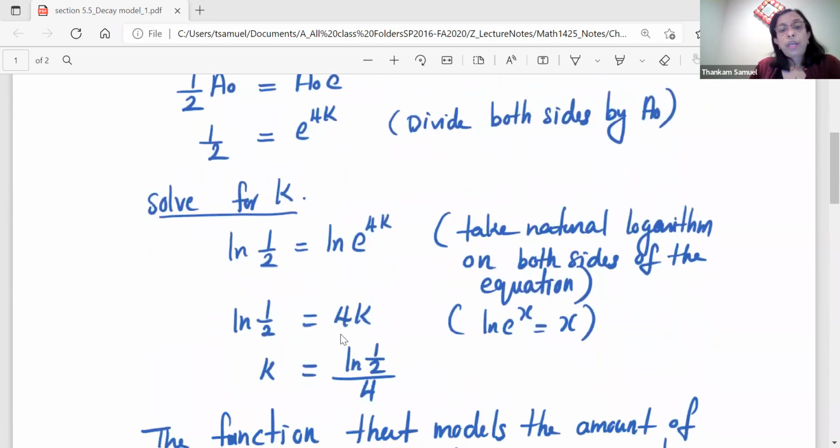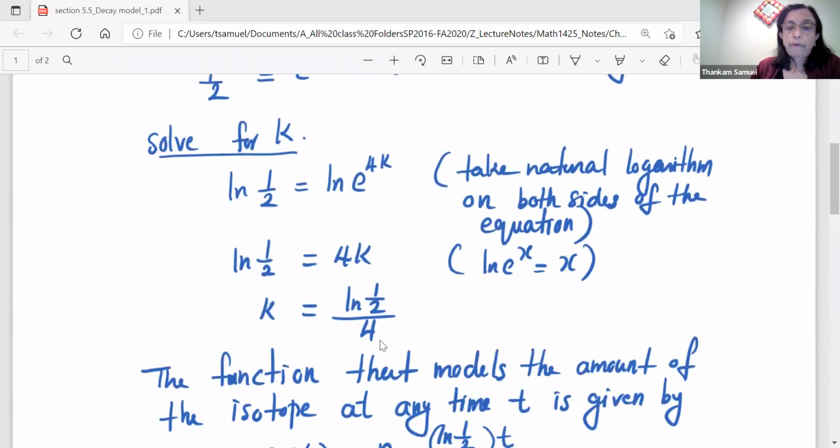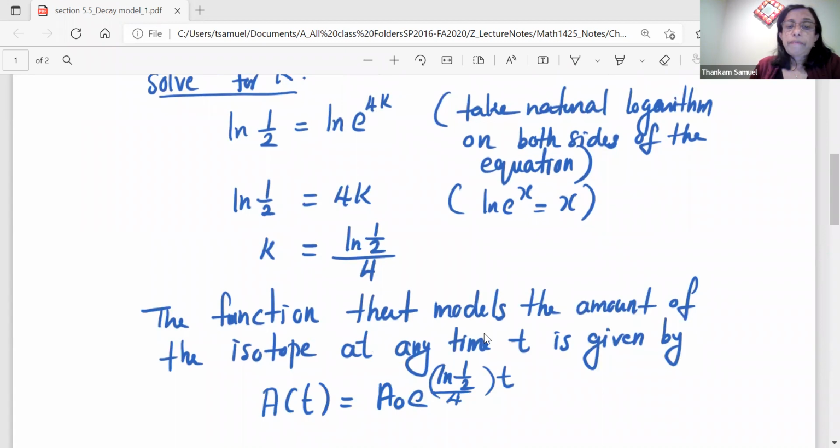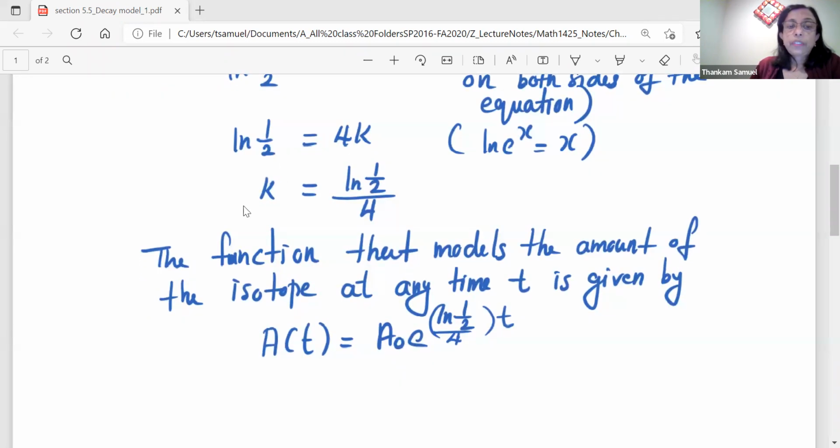Now we have studied one of the properties of the natural logarithm, ln of e to the x is x. So we can apply this here. So ln of e to 4k is 4k. So ln of 1/2 equals 4k. So k equals, divide both sides by 4, ln of 1/2 over 4. So the function that models the amount of the isotope at any time t is given by A of t equals A sub 0 e to ln of 1/2 over 4 times t.